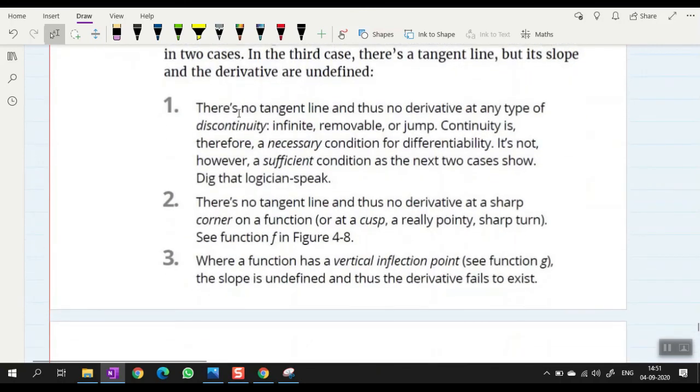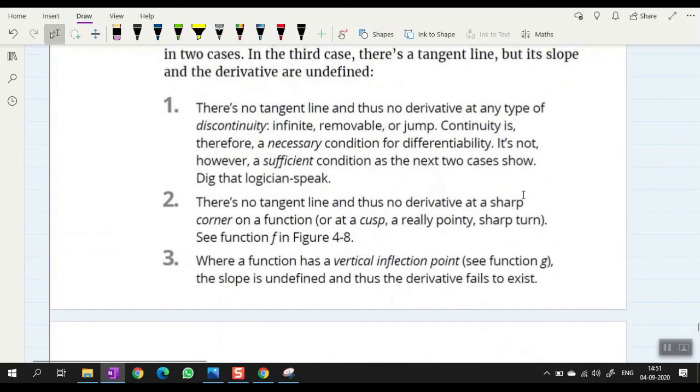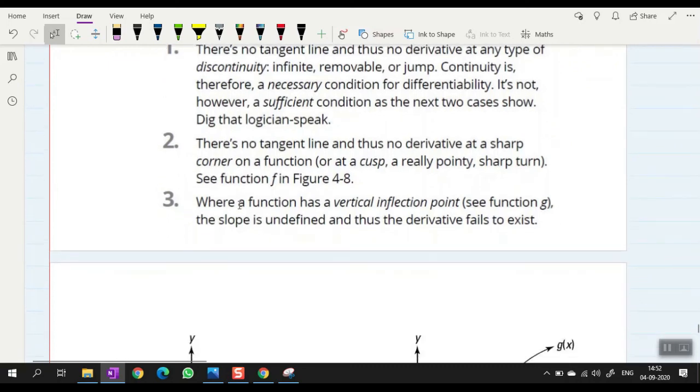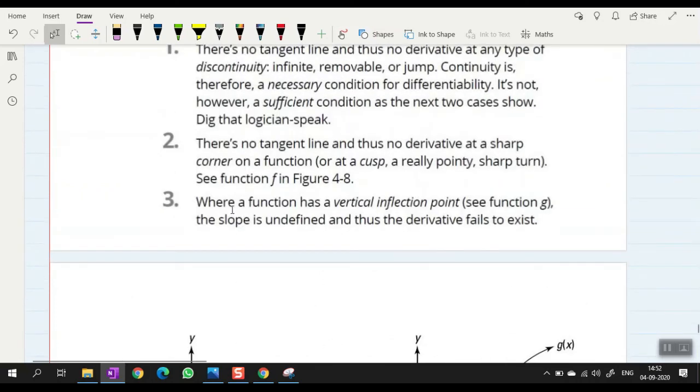Number one, there is no tangent line and there is no derivative of any type at any type of discontinuity. If there is a discontinuity, that means there is a hole in the graph of the function, there is a gap, then there does not exist any tangent and you cannot find the derivative at this point. Second, there is no tangent line and thus no derivative at a sharp corner of a function. Do you see this cusp or the sharp corner? At this point you cannot find the derivative.